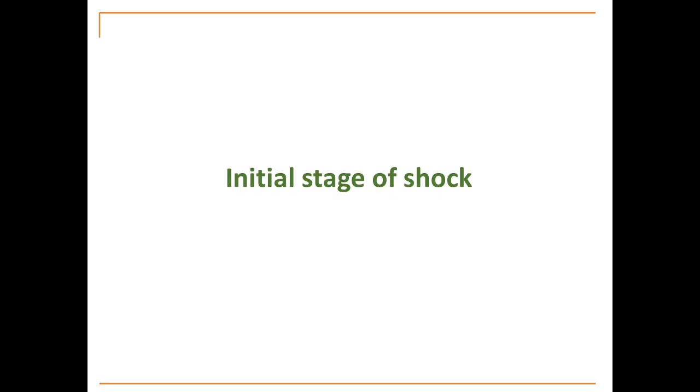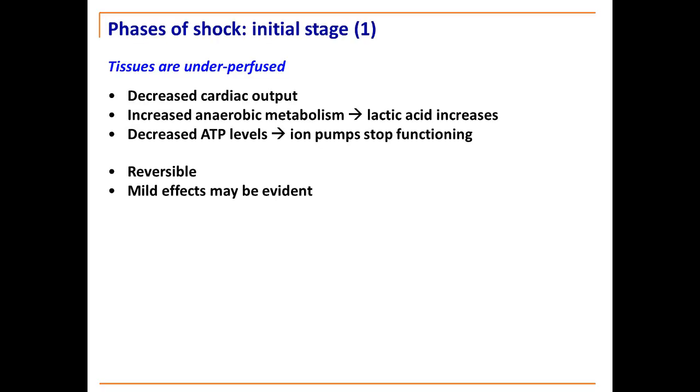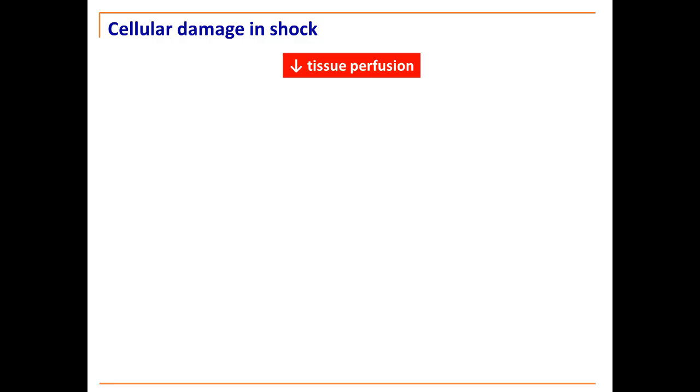So we'll start with the initial stages of shock. This is where our tissues are underperfused. We've got a decrease in our cardiac output, if you remember. We've got an increase in anaerobic metabolism leading to lactic acid and decreased ATP levels, meaning our ion pumps stop functioning as efficiently. The sodium-potassium pump is one of the largest consumers of ATP in the cell, and its malfunction in the end starts to lead to a loss of membrane potential. At this point, though, it's reversible, and we may only be getting mild effects.